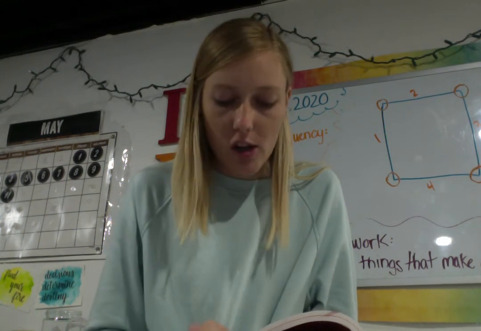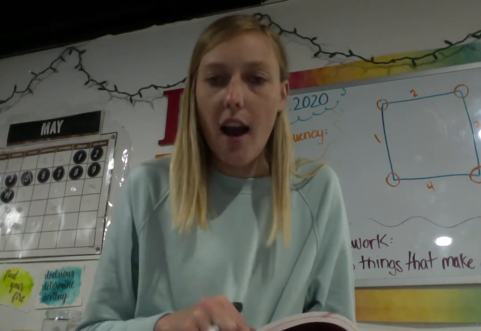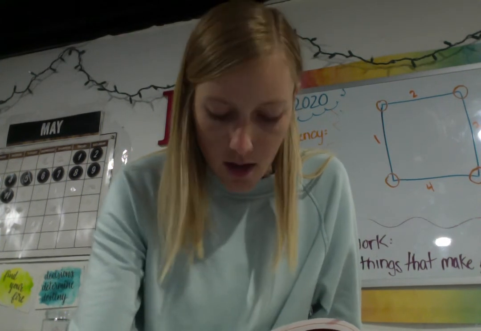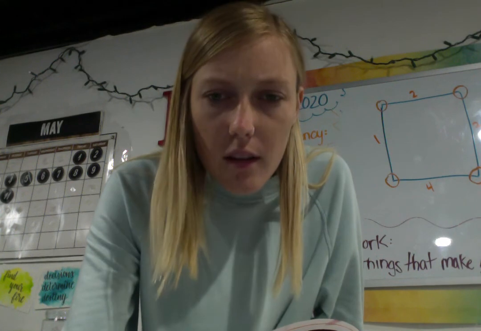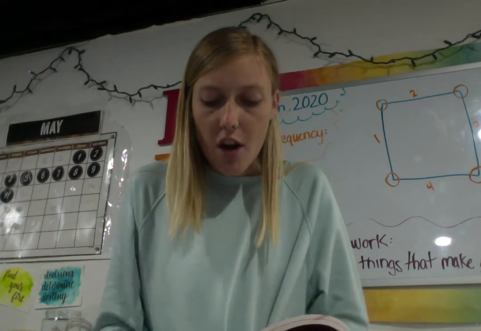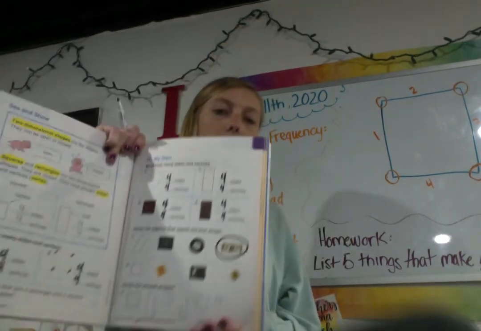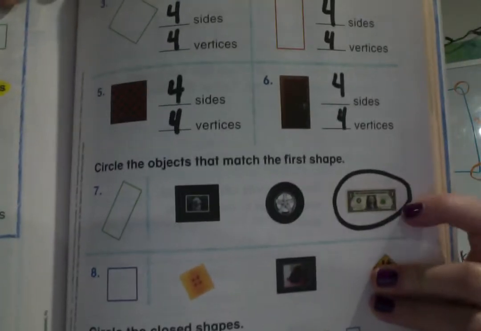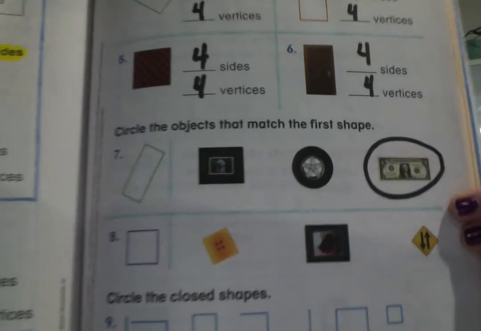Does the rectangle look like the picture frame? Does it look like the tire, or does it look like that dollar bill? Akil, what do you think? The dollar bill, yeah. So for number 7, you can circle that picture of the dollar bill. Do you see how this rectangle looks like this dollar bill? They look like the same shape. That's what they wanted you to do there.